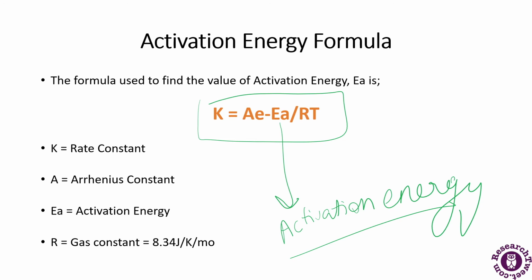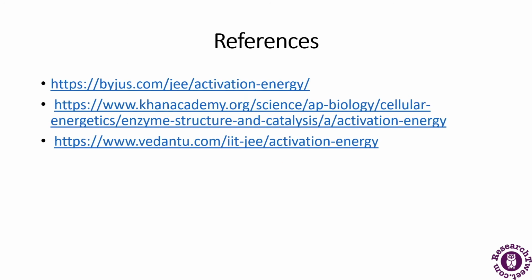It can be written like this: K equals A e to the power minus EA by RT. It is in the power form, which is not written here. So this was about the activation energy formula. This was all about it.